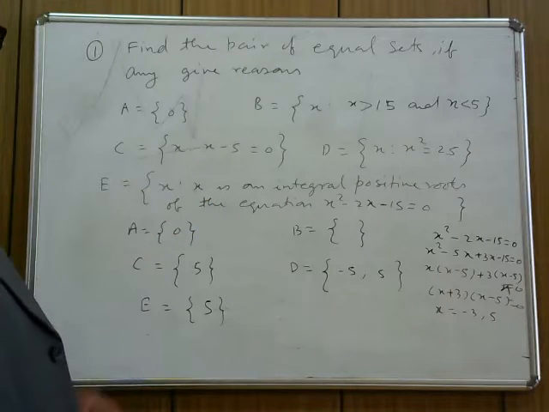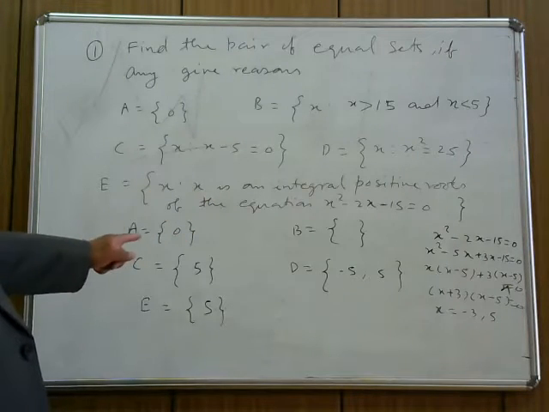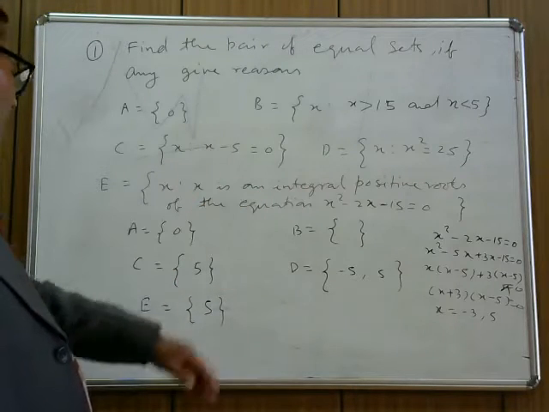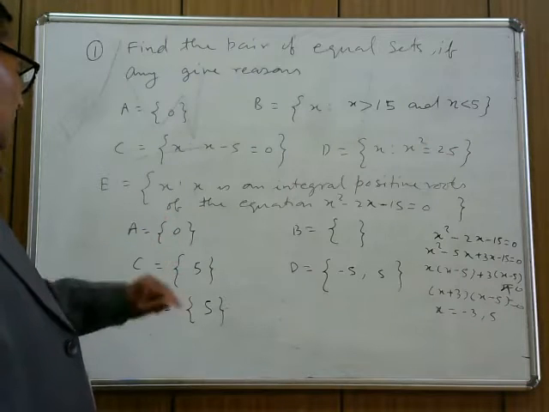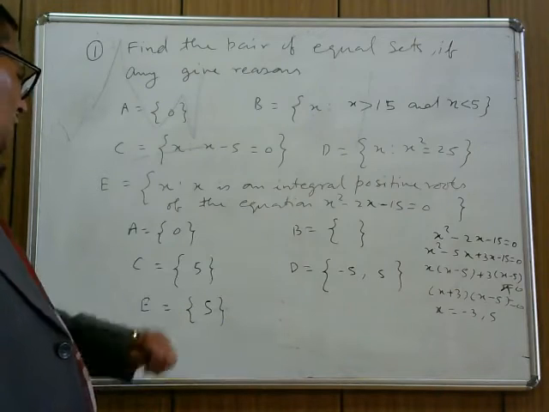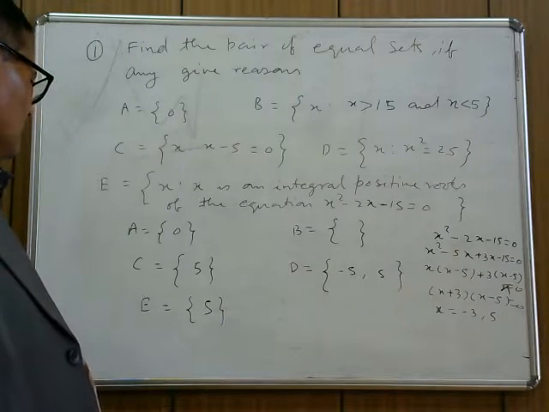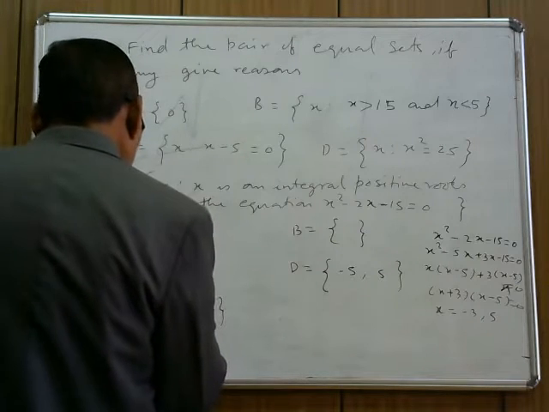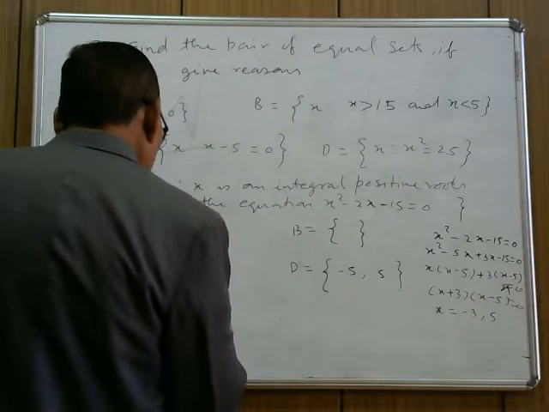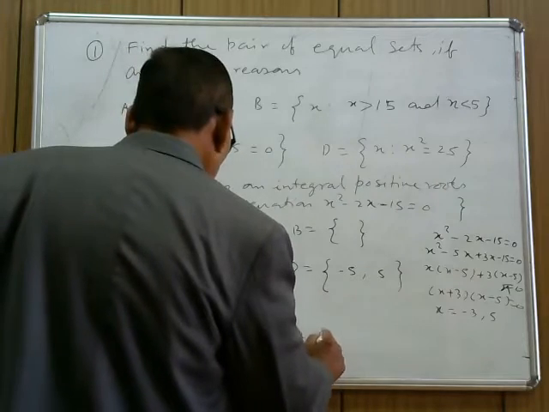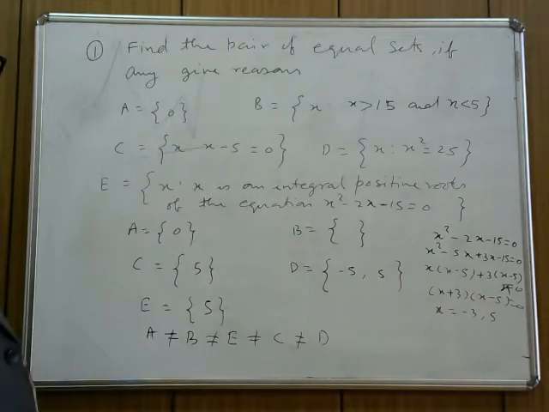Can you say A equals B? No. Can you say A equals C? Why are A and B not equal? Because their elements are not the same. They are not identical. A is not equal to C because their elements are not identical. Elements of C and D are not identical. Therefore, C and D are not equal. And A and E are not equal. In this way, you can say that A is not equal to B, A is not equal to E, A is not equal to C, A is not equal to D. A is not equal to any one of the remaining sets.